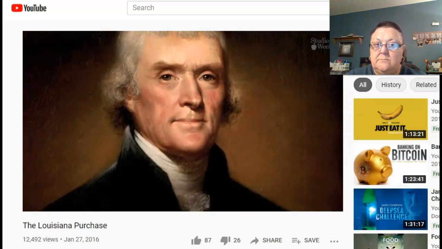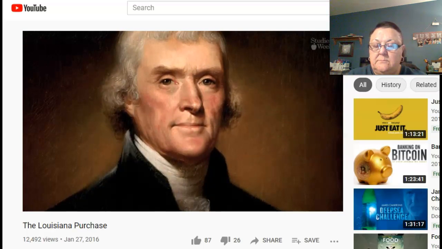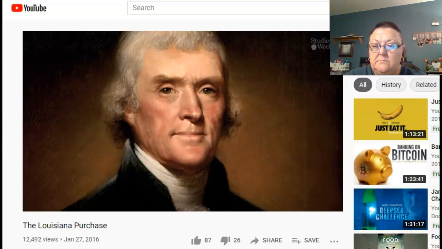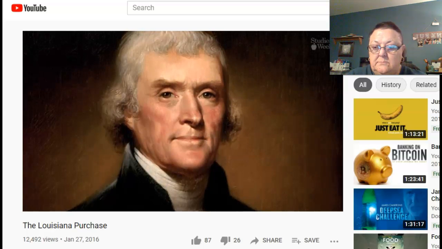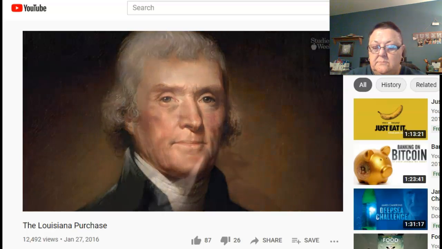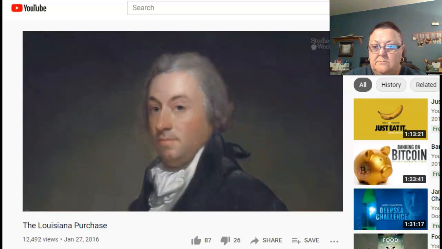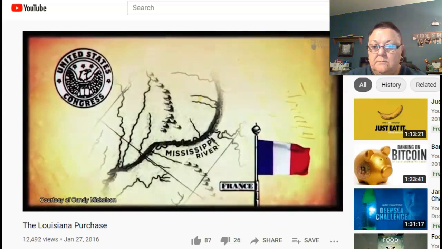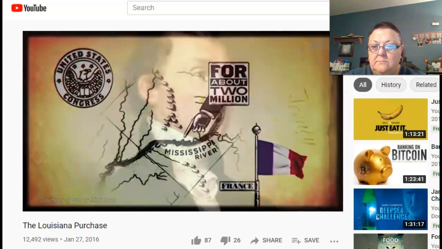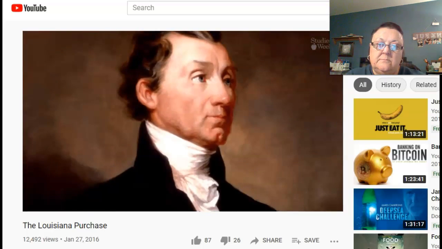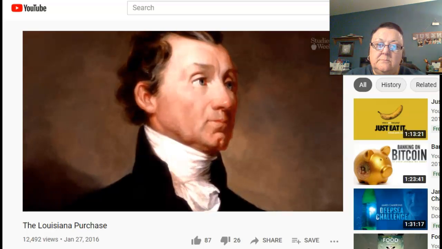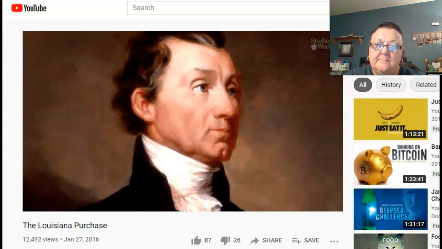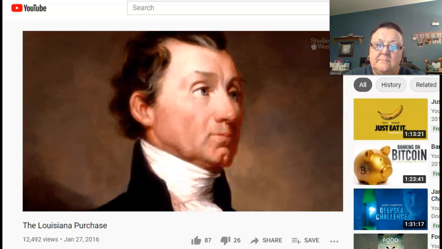The President of the United States was Thomas Jefferson. He understood how important the New Orleans port was for the growth and prosperity of the United States. He knew the United States needed to control it. President Jefferson sent diplomat Robert Livingston to France to meet with Napoleon and offer to buy New Orleans for $2 million. Napoleon declined. President Jefferson tried again. This time, he sent diplomat James Monroe to offer Napoleon up to $10 million for New Orleans.